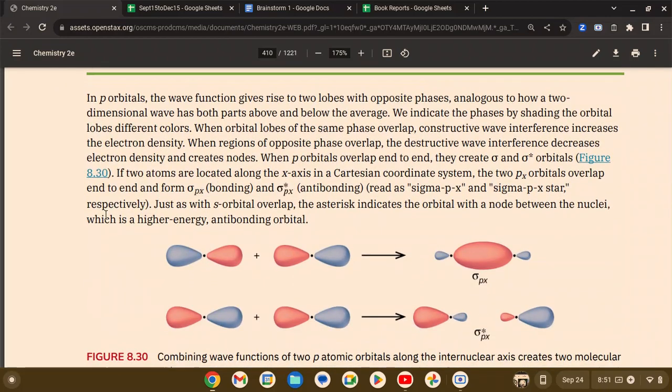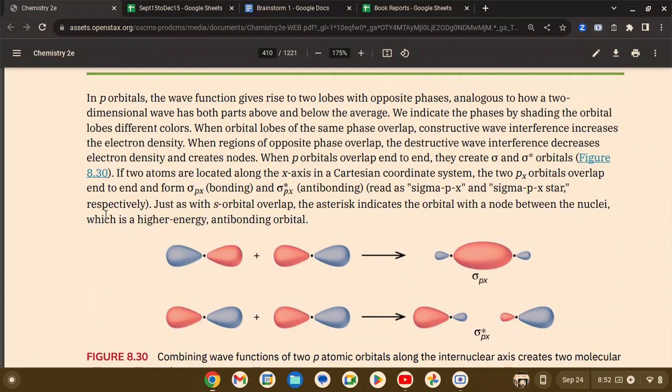In p orbitals, the wave function gives rise to two lobes with opposite phases, analogous to how a two-dimensional wave has both parts above and below the average. We indicate the phases by shading the orbital lobes different colors. When orbital lobes of the same phase overlap, constructive wave interference increases the electron density. When regions of opposite phase overlap, the destructive wave interference decreases electron density and creates nodes.